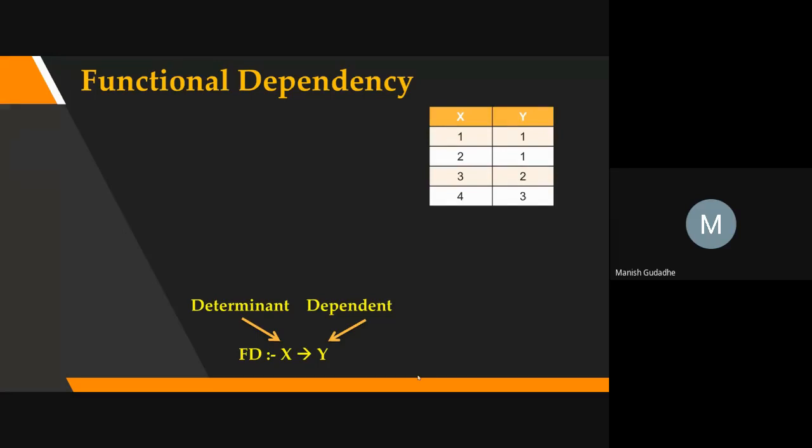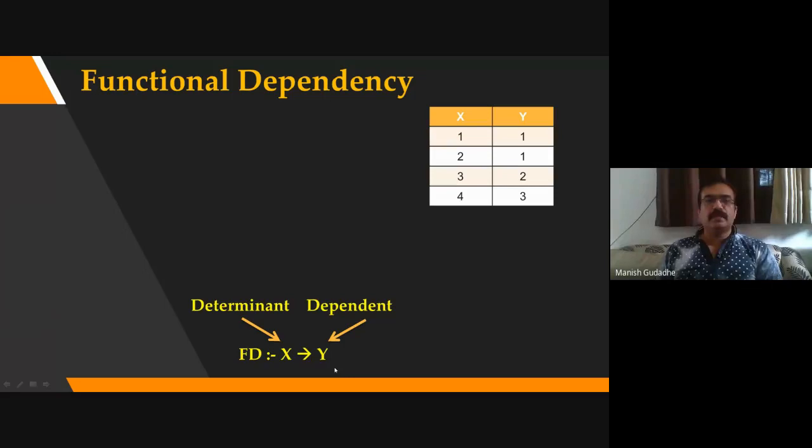So in the past lecture, we had a discussion on the concept of keys: super key, candidate key, and functional dependency at the introductory level. The functional dependency is generally denoted as X determines Y, where the arrow is called determines. So X can derive or determine a value of Y. That's why X is called the determinant and Y is called the dependent. Here we are simply saying that the value of Y is fully functionally dependent on X.